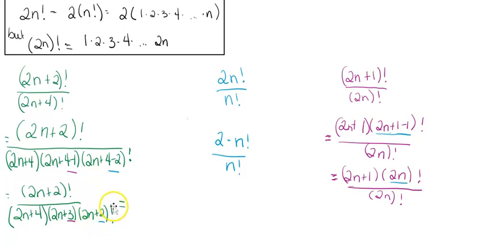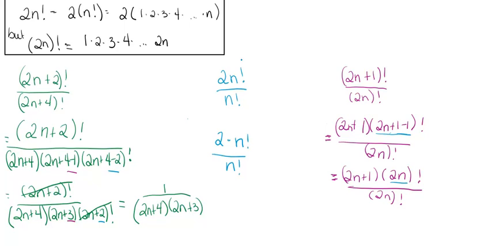factorial, which is the same as the numerator. So that means that I can cancel this factor with this factor, and I'm left with a 1 on the numerator and a 2n plus 4 times 2n plus 3 on the denominator.